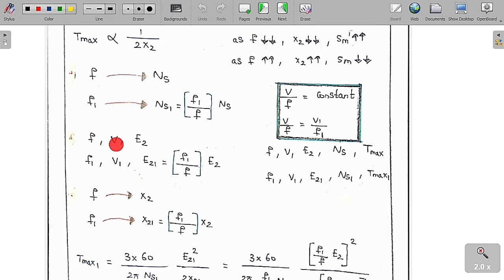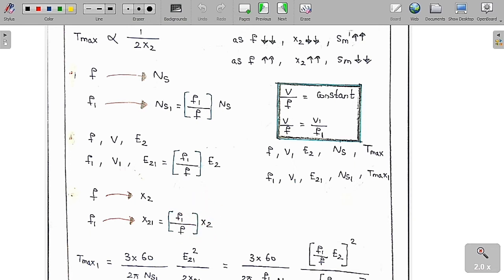So for the supply frequency f, the voltage is V and the induced voltage is E2. For the supply frequency f1, the supply voltage is V1 and the induced voltage E21 is equal to E2 into f1 by f. So this is the new induced voltage we get in this condition. For supply frequency f, the rotor reactance is X2. For the new supply frequency f1, the rotor reactance is proportional, so X21 is equal to X2 into f1 by f.